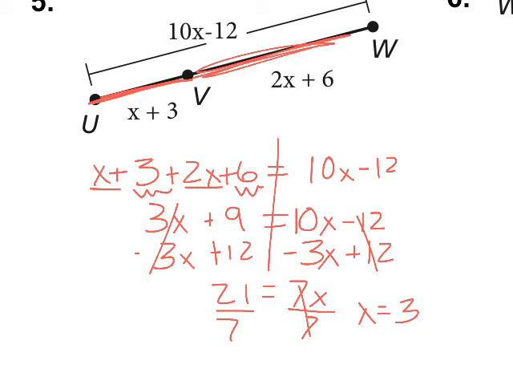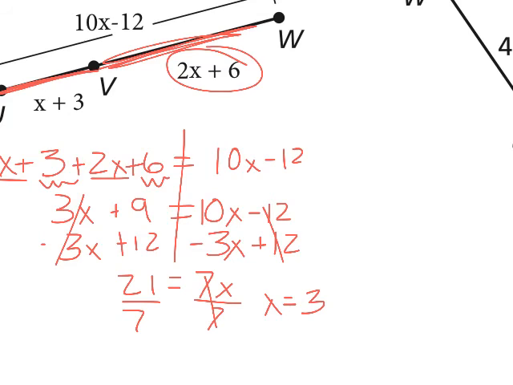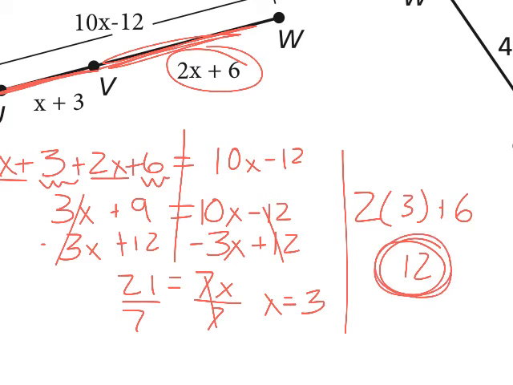Is x is 3 the answer? No, so that's what I kind of prepped you guys on a little bit, right? The question doesn't ask us what is x. The question asks what is VW. So VW is this piece right here. So I need to do one more step. So 2, we just figured out x is 3, plus 6. So 6 plus 6 is 12. That is my final answer.